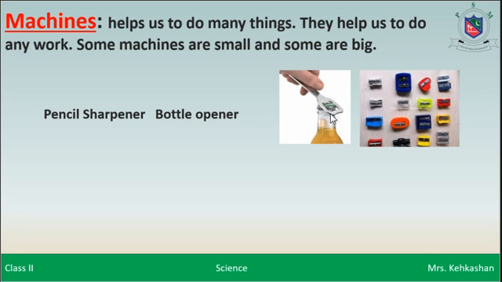Because without the bottle opener we cannot open the bottle easily. It's very difficult and it takes much more force than with a bottle opener. This bottle opener makes our work easier. And similarly is the case with the sharpener. With the pencil sharpener we easily sharpen the pencil. Without it, it's very difficult. So these small machines make our work easier.